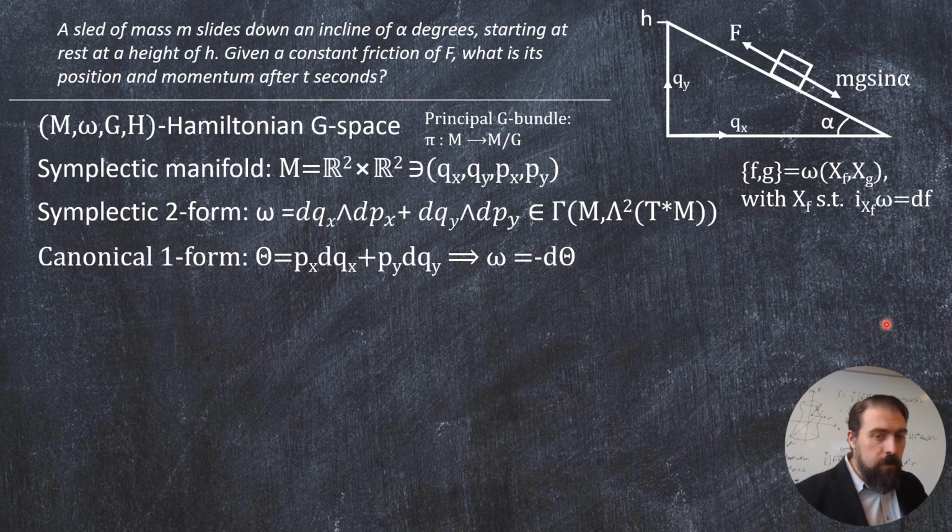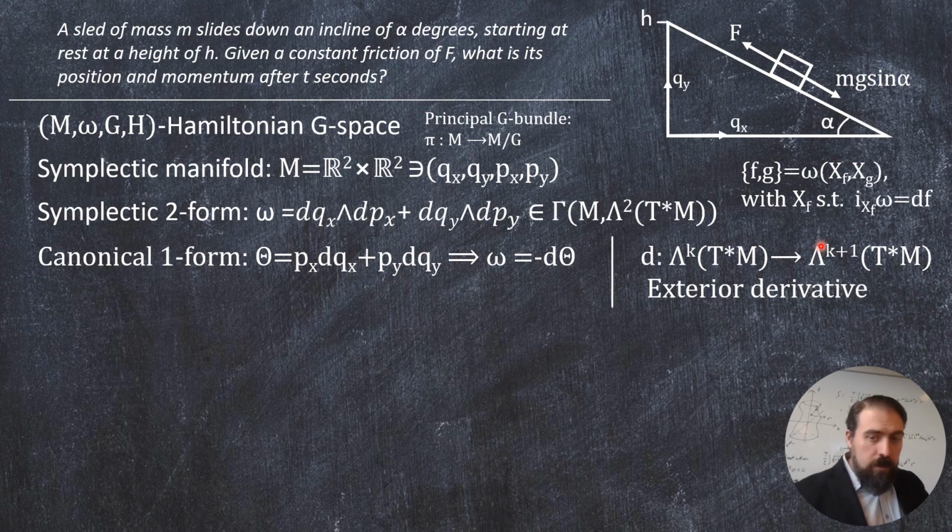The canonical one form, that's this symplectic potential here, theta, it's going to be p_x dq_x plus p_y dq_y, and you can easily verify that if we take the exterior derivative of it, we get the symplectic two form with a minus sign. And this exterior derivative here is from k forms to k plus 1 forms, the usual exterior derivative. Now, one can certainly consider other choices of canonical one forms. Anything that differs from theta by an exact form will also be a potential.